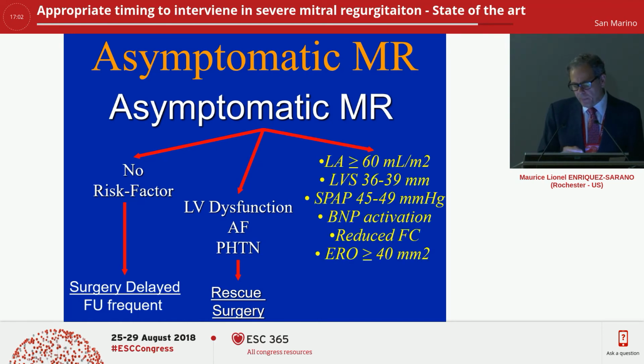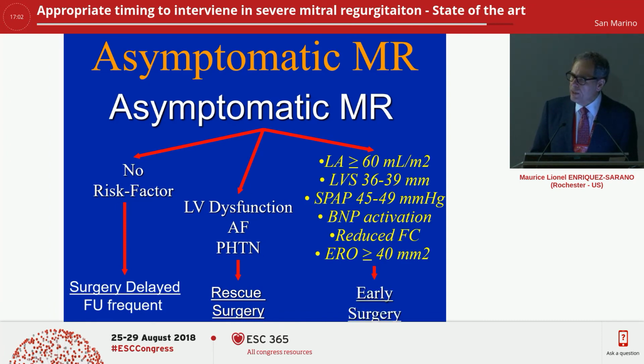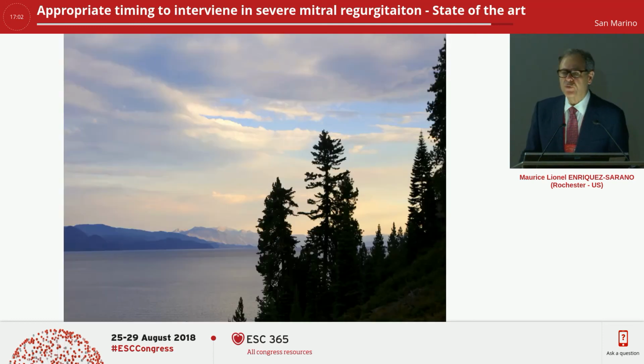And then if people don't have those symptoms and atrial fibrillation, then there are a number of quantitative criteria that we measure during the echo, in particular the effective regurgitant orifice, but other things that tell us, let's go now because we're getting closer to a point where there's going to be a risk to the patient, and then we do an early repair, early surgery. Well, I limited my remarks to what was published in 2018. Thank you so much for your attention.